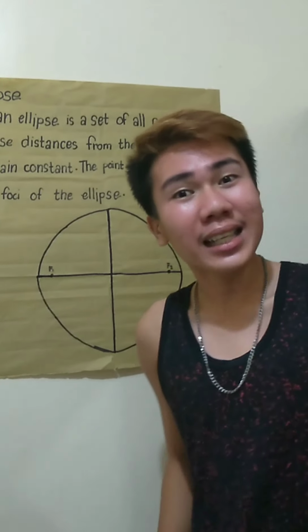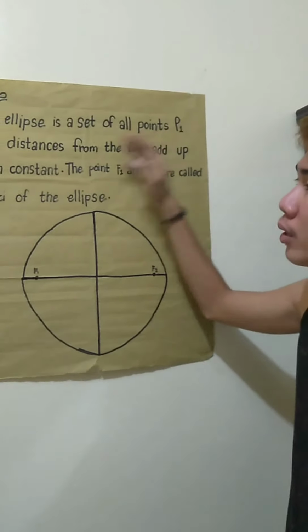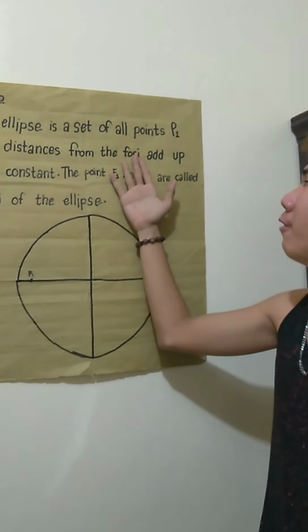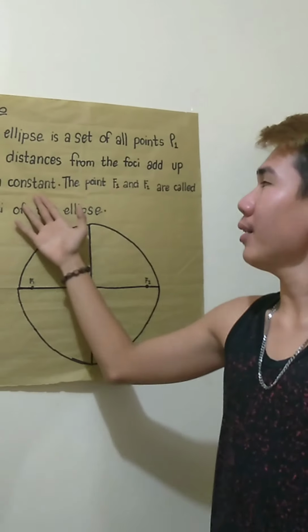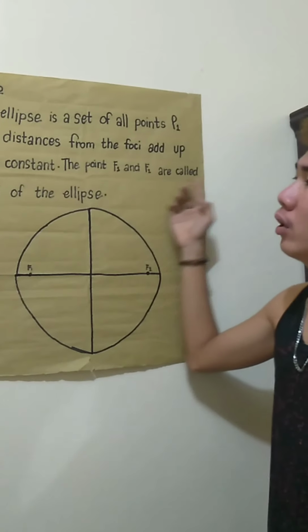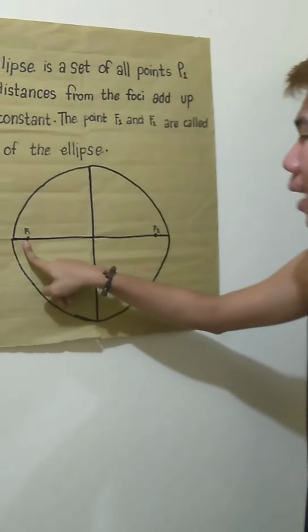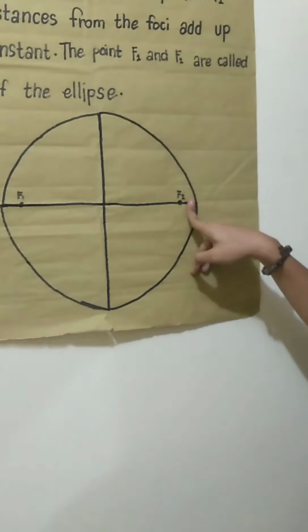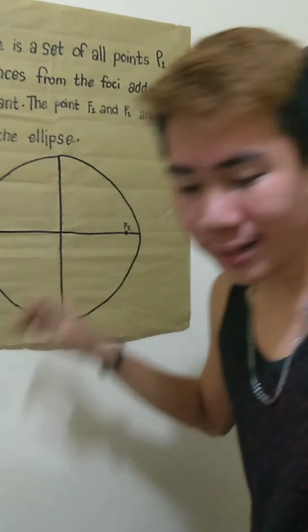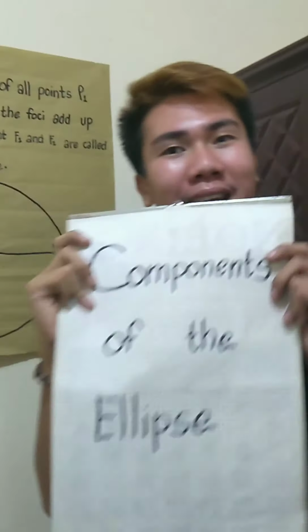So what is an ellipse? An ellipse is a set of all points P whose distances from the foci add up to a certain constant. The points F1 and F2 are called the foci of the ellipse. Example is this F1 and F2. So these are the components of the ellipse. There are the following components of an ellipse.